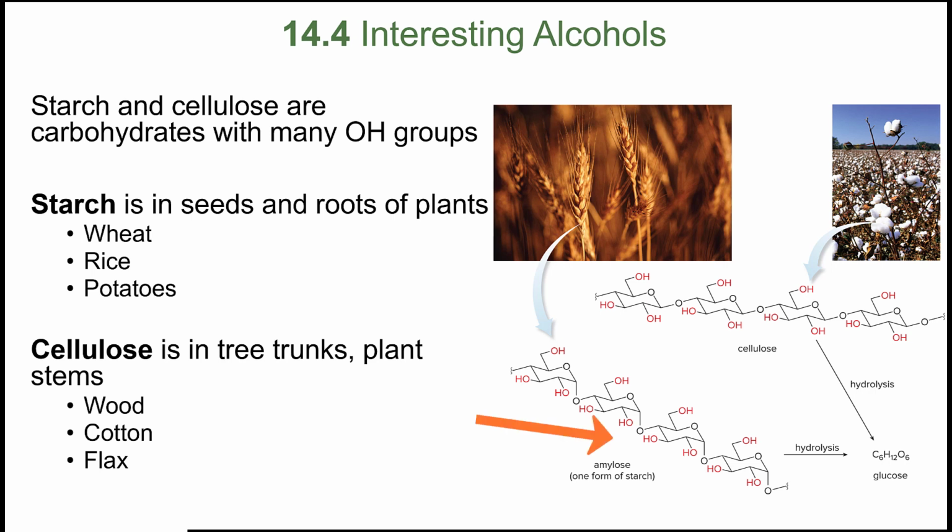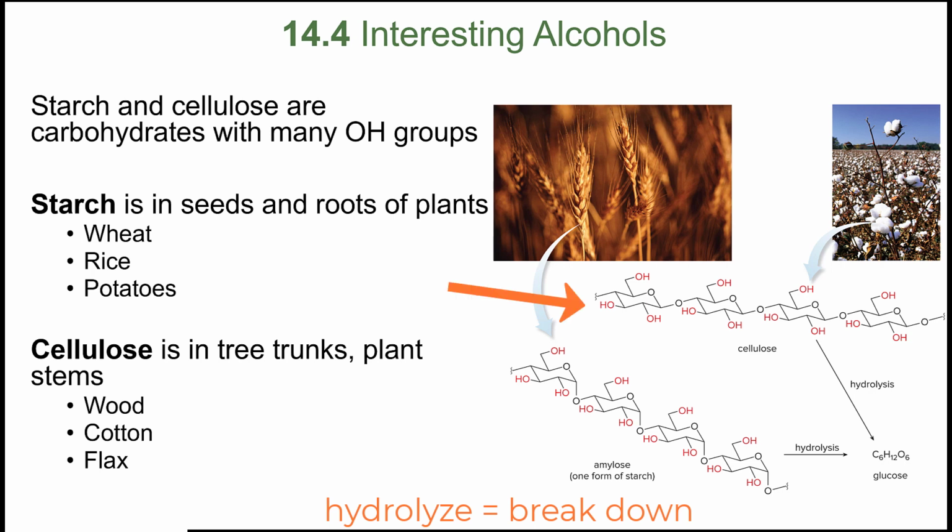Amylose is one type of starch, and you can see these groups all kind of chain down and link down together, and those can be hydrolyzed to give us glucose for energy. Cellulose can be hydrolyzed as well. This one goes straight across, but our bodies don't contain the right enzymes to hydrolyze cellulose.